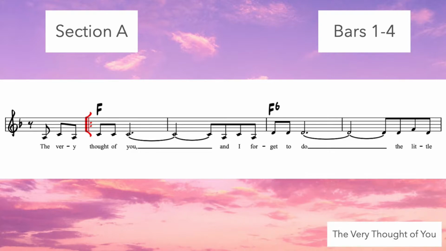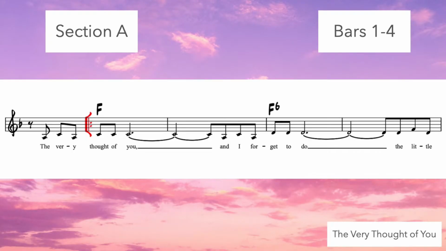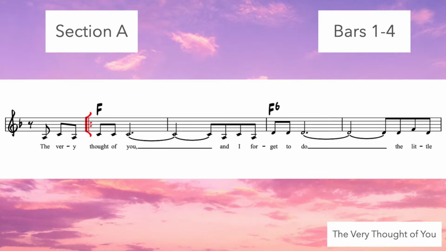Now before we begin, you will notice that we have a pickup bar here, meaning that the song doesn't actually start on beat 1. This is very common in jazz music. This particular song starts on beat 3.5. And so when you count it in, you'll go 1, 2, 3. And then you go to 1.